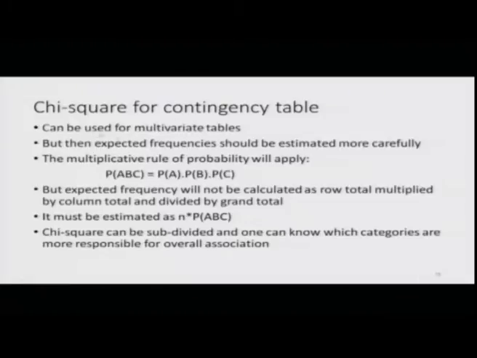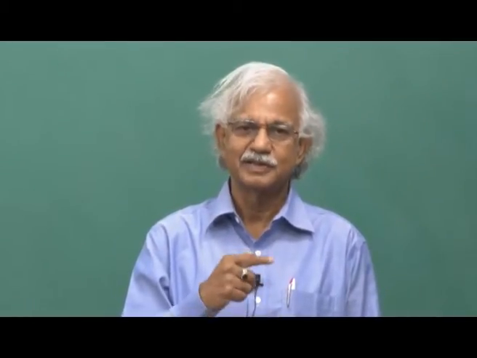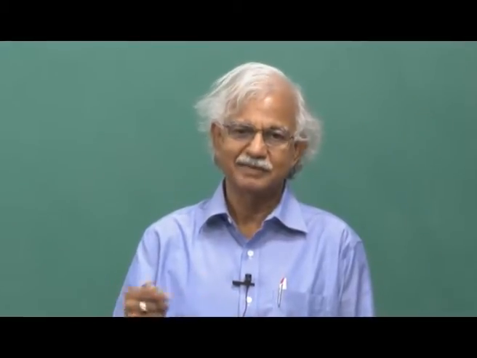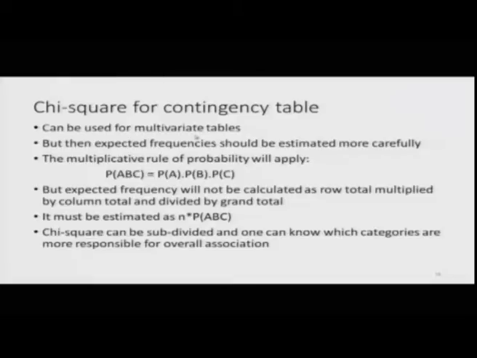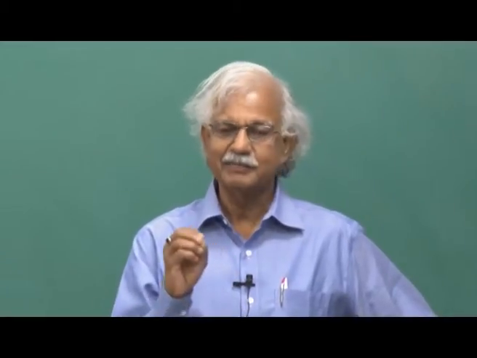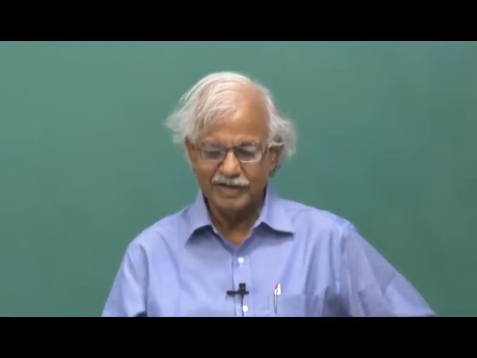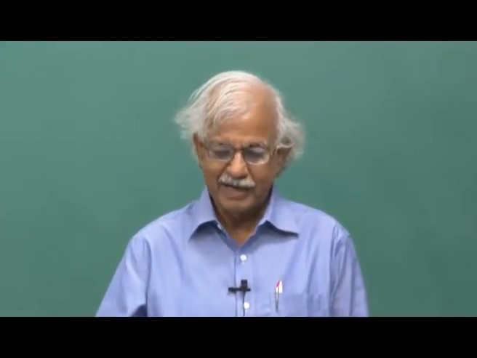Chi square for contingency can be used for multivariate tables also, means imagine that the 7710 number was cross classified according to three attributes: gender, males, females, education and migration. Then chi square can be used for testing independence pairwise and also overall. But then expected frequency should be estimated more carefully. The multiplicative rule of probability will apply, like the probability that somebody will show a particular category of gender, a particular category of education and a particular category of migration will be probability of A into probability of B into probability of C.